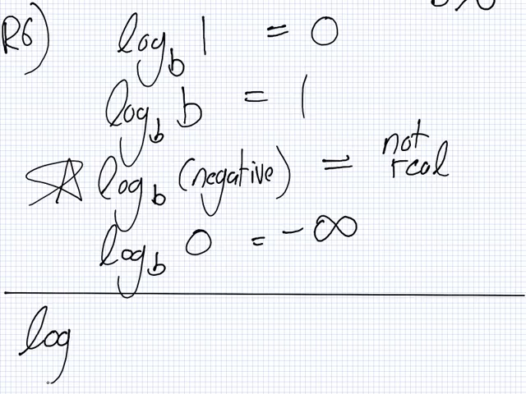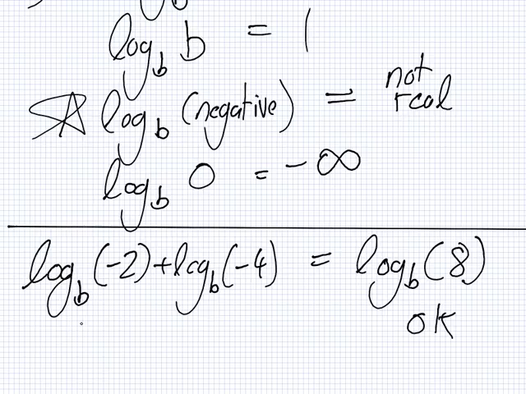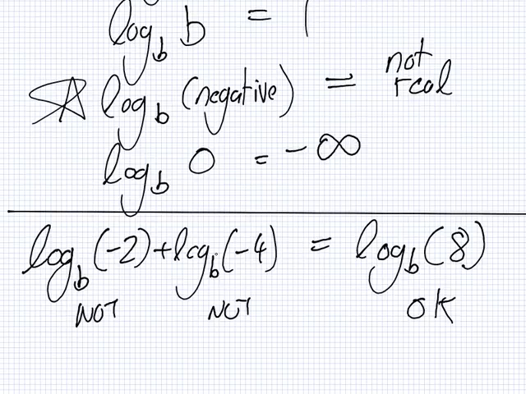Let's say you had a problem like this. Log base b of minus 2 plus log base b of minus 4. Now you might think, oh, this is a problem because I don't know each of these. But it's not really a problem because you can use the first rule of logs to simplify. The first rule says that you multiply. So minus 2 multiplied by minus 4 is positive 8. So this is okay. This is not okay and this is not okay, but when you put them together, it is okay.